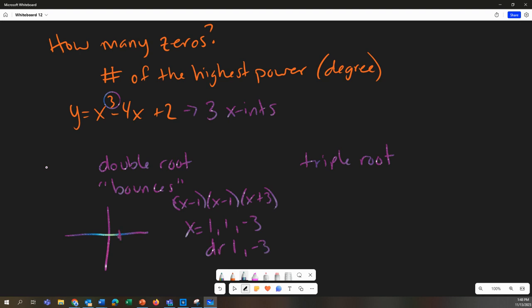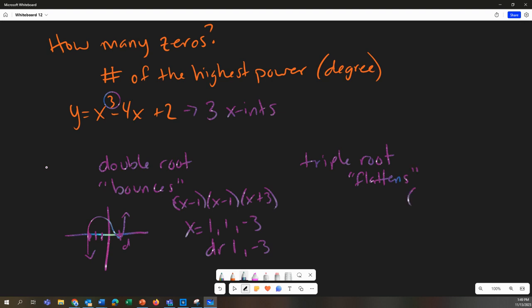So at 1, which is right here, this guy is a double. So what does that mean? That means it bounces. So whatever the rest of the graph looks like, whatever it is, when it hits that double root, it's going to hit it and come right back off of it. It's not going to go through it like I did at negative 3. Okay? A triple root flattens, or it slows down to go through it.